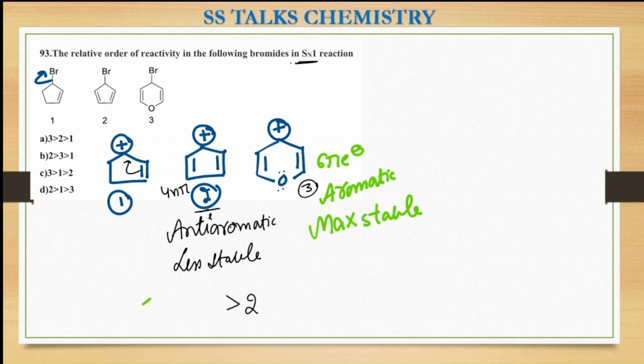So the maximum rate will be for the third one, right? And then for the first, which is stabilized by the resonance, and the least will be for the second molecule, where an anti-aromatic species is being formed. So 3, 1 and 2 is the correct option. That is option C over here, right? So the third one is the maximum, followed by the first, and the least is your second one. So this is the answer now.